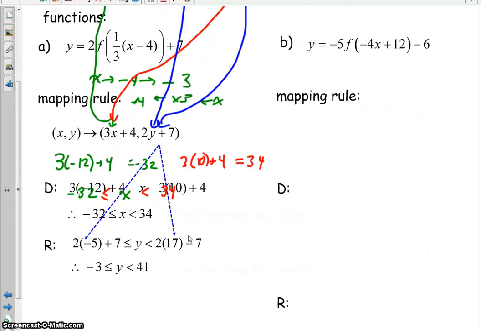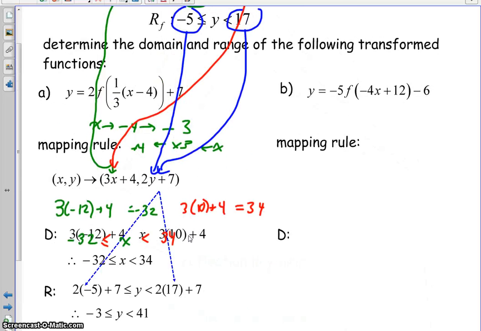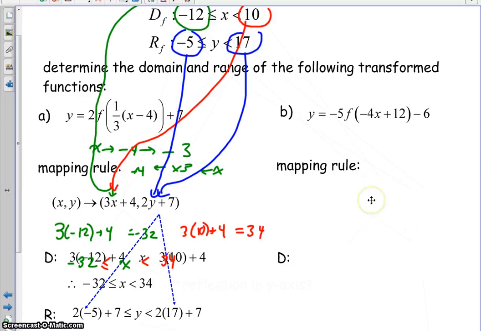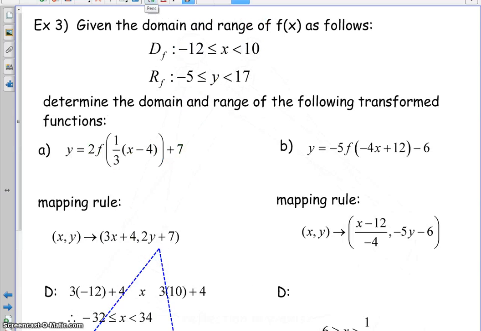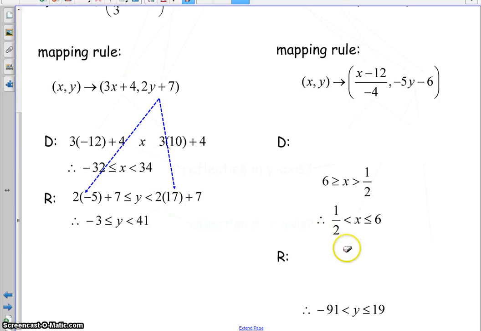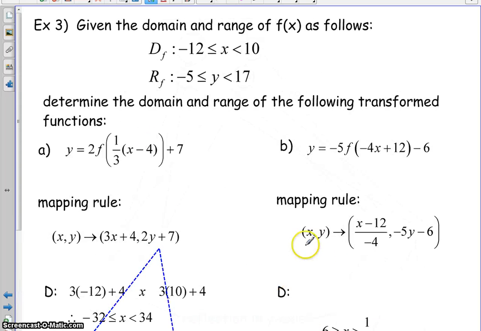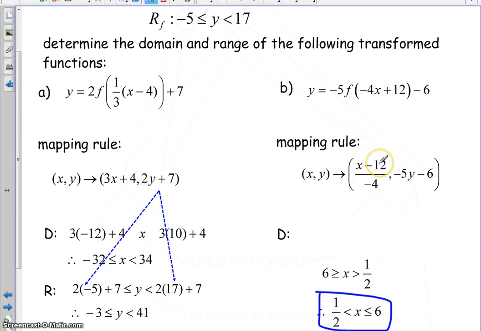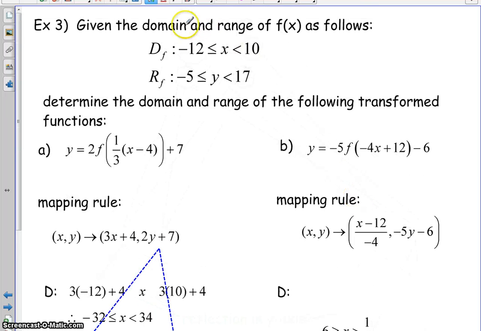Okay, so with that in mind, in case you were a little bit stuck, now try and do the second one completely on your own. Give it a try and push play and we'll go through it together. Okay, so you can take some time to check your answers here. There's your domain, and there's your final range. Okay, so my mapping rule here should be x minus 12 over negative 4 and negative 5y minus 6.